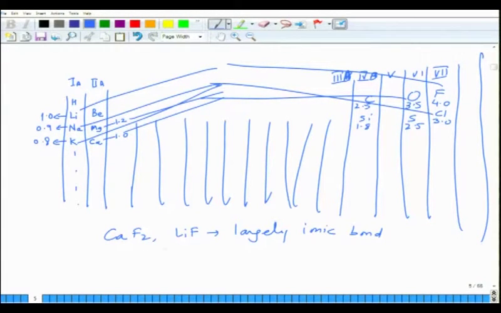But on the other hand, if you look at silicon carbide, silicon carbon, the difference is hardly any difference, 1.8, 2.5. So this is predominantly covalent.